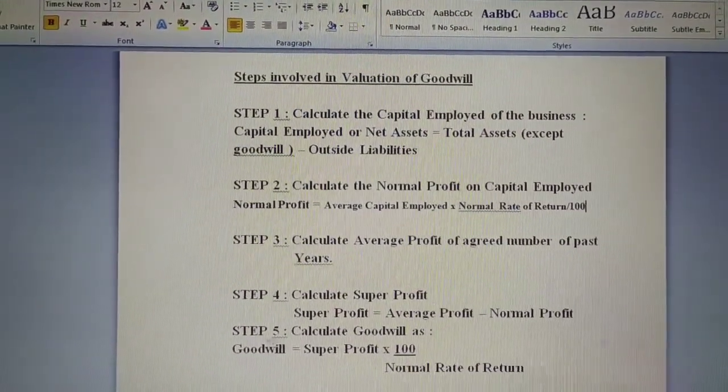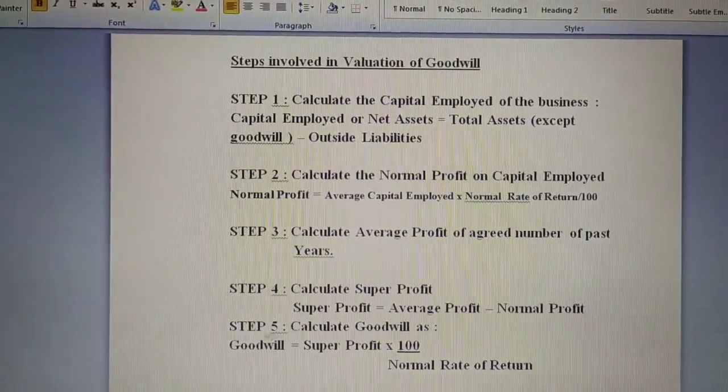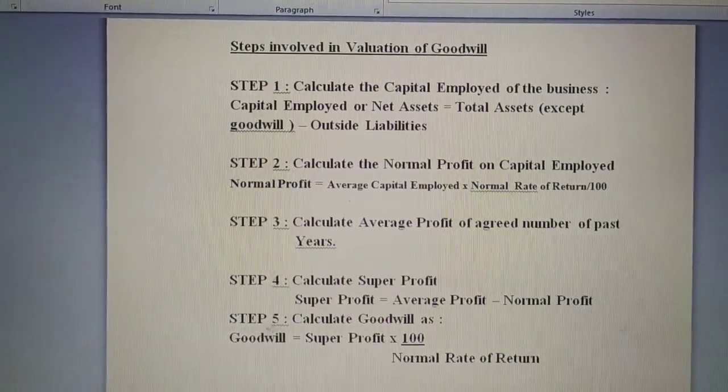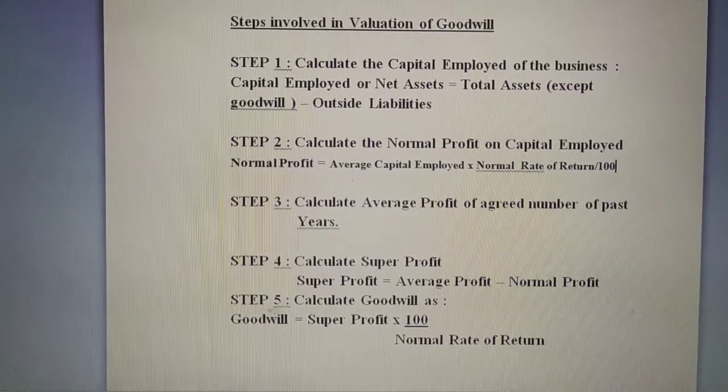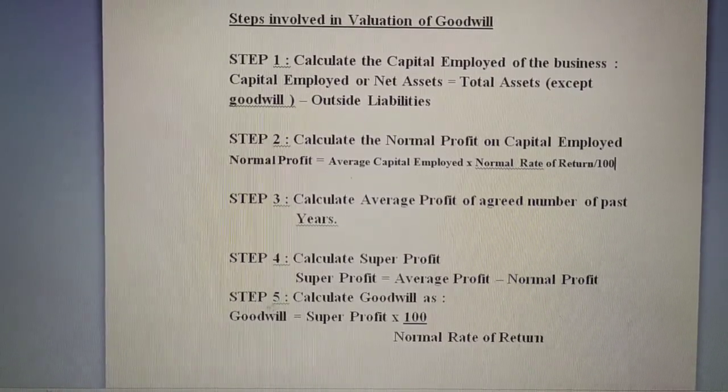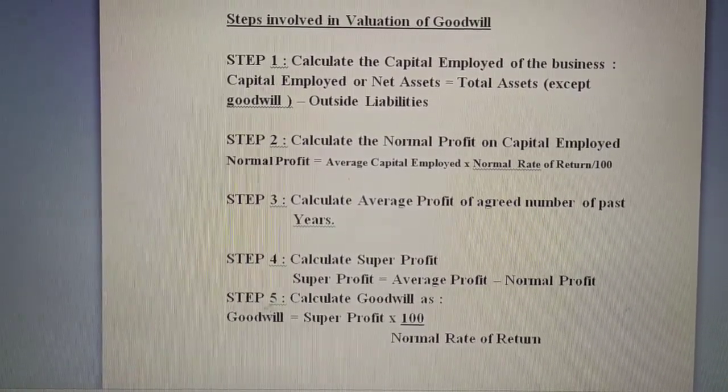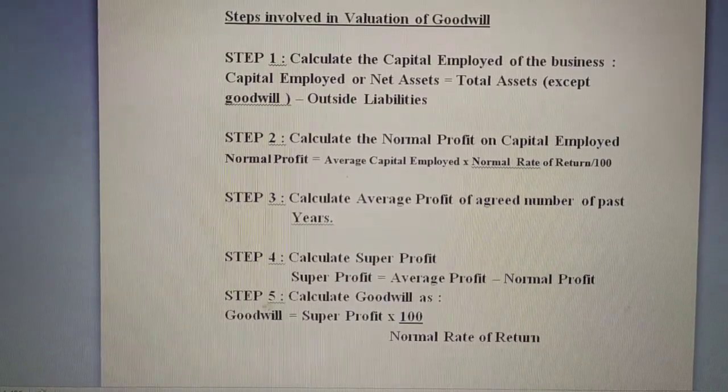Steps involved in the valuation of goodwill. There are 5 steps under this method. In step 1, we need to calculate the capital employed, or you can say net assets. The formula is same, total assets minus outside liabilities.